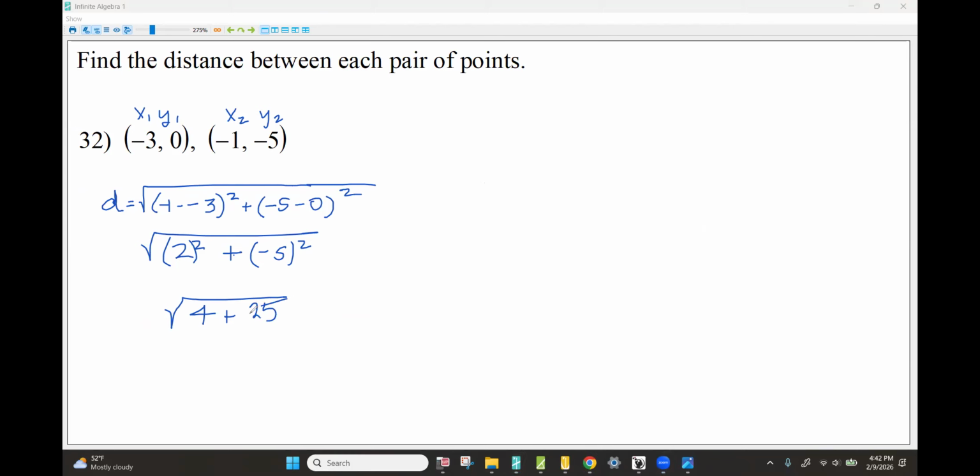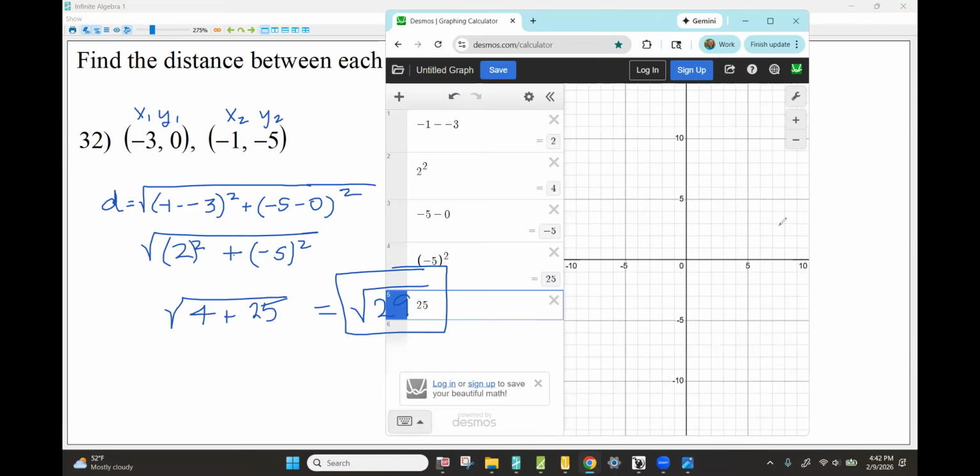If you're still with me, that's amazing. So 4 plus 25, 25 plus 4, that's 29. Square root of 29. That's your answer. Now, if you're having to round to the 10th place, that's fabulous. You can definitely get a decimal for that. But otherwise, your answer is good to go there.